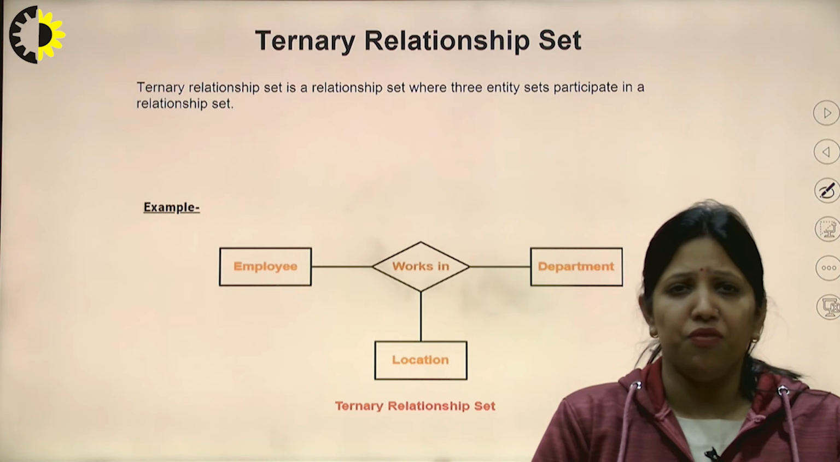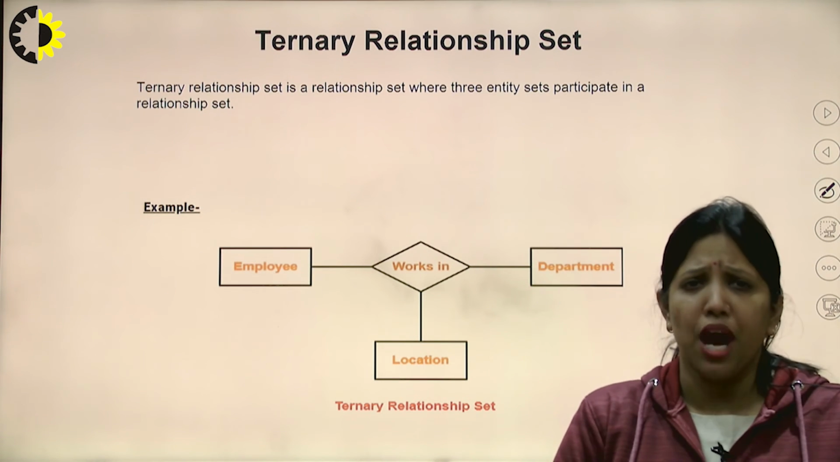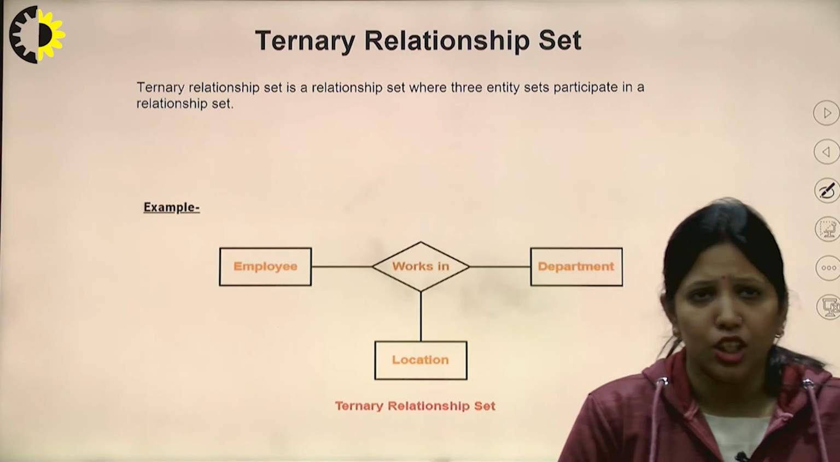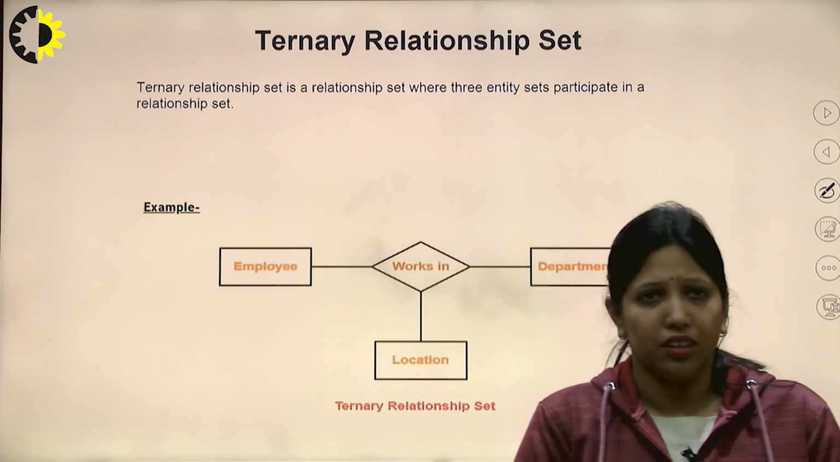That is, an employee works in a particular department, the employee works in a particular location, and the department is located in a particular location. So we can find the relationship between any of the entities given here.